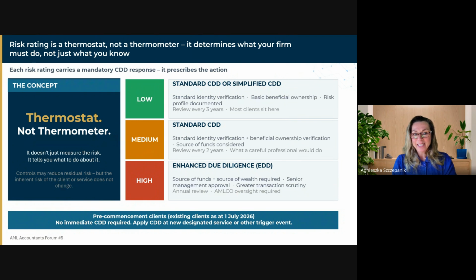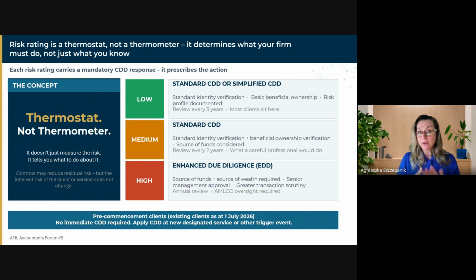So I liked what we did last time on the thermostat, just linking back to what CDD is required across low, medium, and high. So you've got, when your customer comes through as low, Seamlss will be able to help with the risk assessment for each client, so that the specific data points or information that you capture on the client will then determine whether the customer is low, medium, or high.